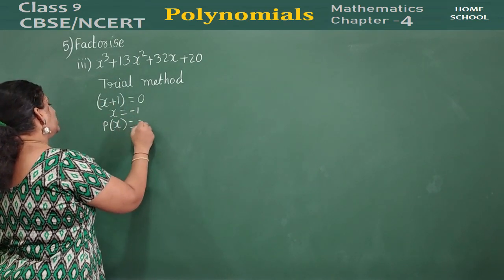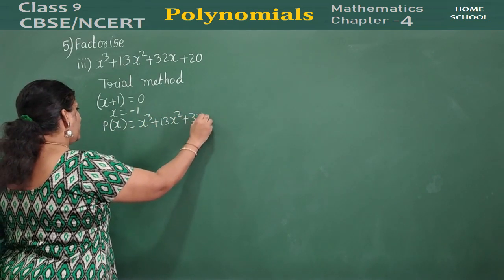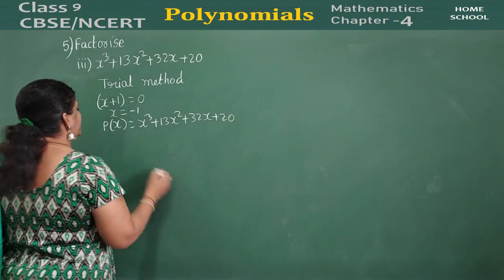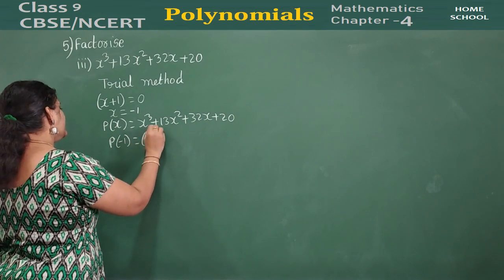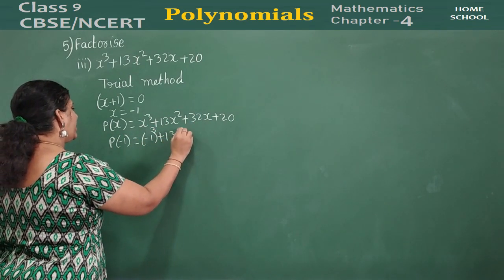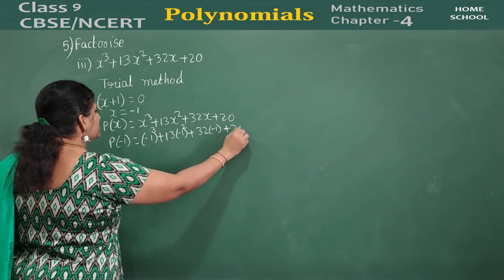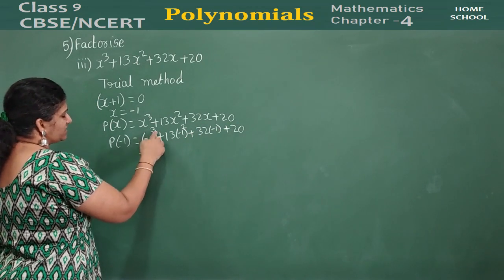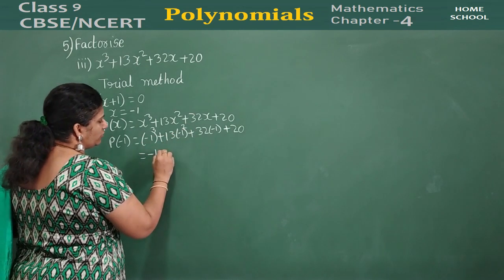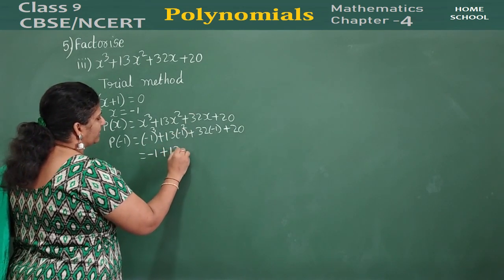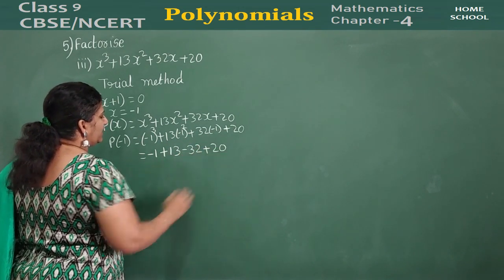Polynomial of x is equal to x cube plus 13x square plus 32x plus 20. Substitute in x place minus 1. Minus 1 whole cube plus 13 into minus 1 whole square plus 32 into minus 1 plus 20. So, minus 1 if you multiply 3 times, minus 1. Minus 1 if you multiply 2 times, plus 1. 1 into 13 will be 13. And this is minus 32 plus 20.